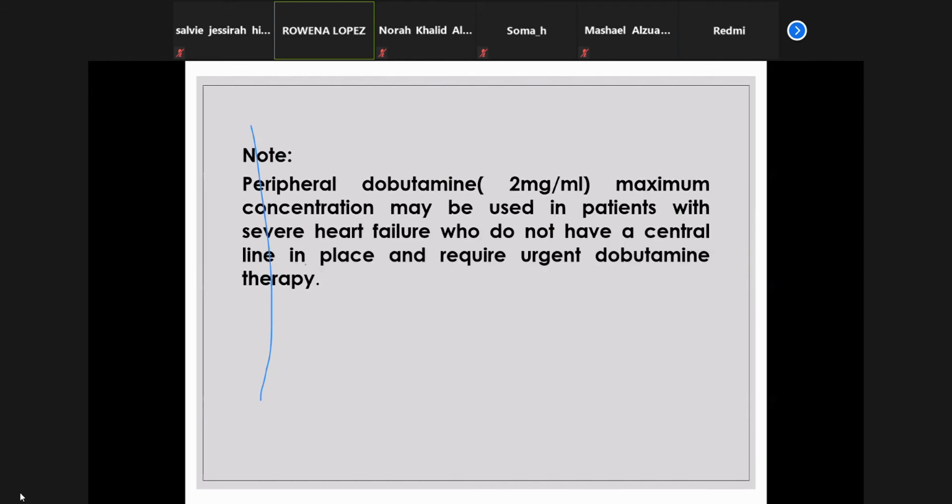Note that peripheral dobutamine, the maximum concentration, will be used in patients with severe heart failure who do not have a central line in place and require urgent dobutamine therapy. But this should not be used every day or as regular, only if there is a need, okay? Because really the extravasation is our problem. It will be hurtful for a patient.